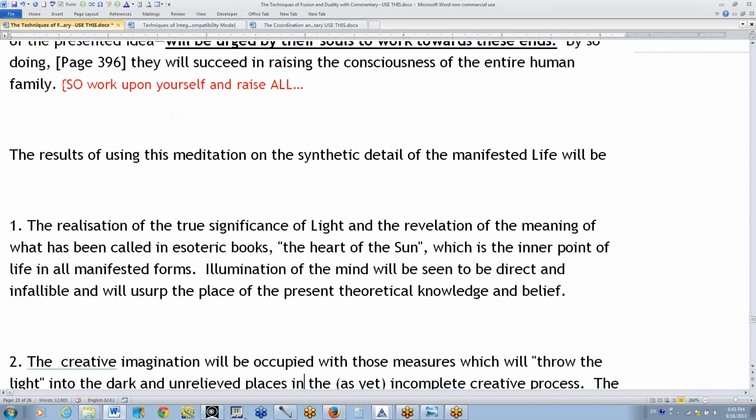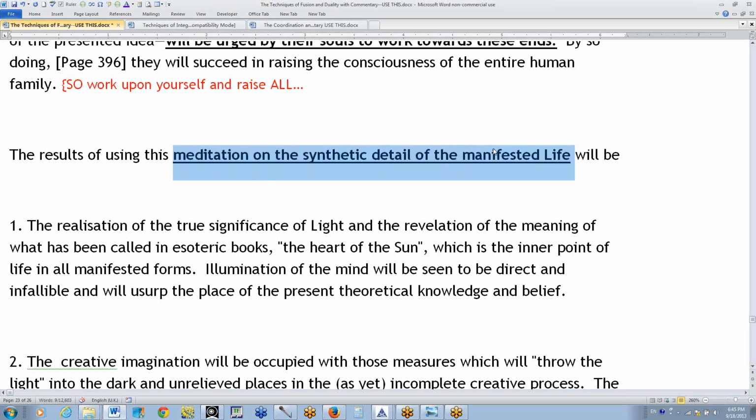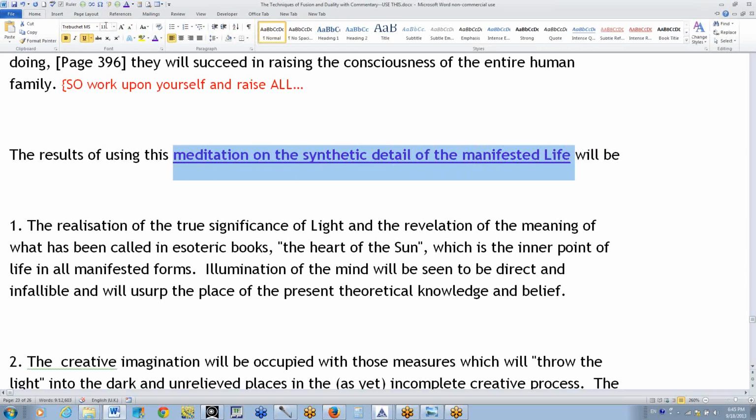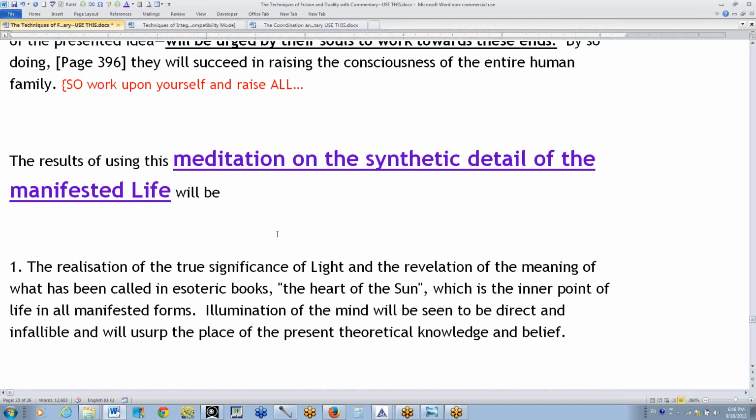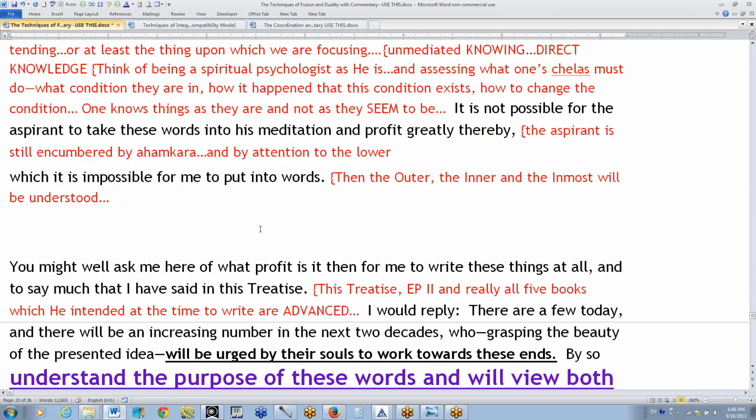The results of using this meditation on the synthetic detail of the manifested life. It's so beautifully expressed. DK has said of all the Eastern masters to have the greatest grasp of English, and I'm sure after working with Alice Bailey so closely, his grasp of the contemporary use of English increased considerably. They worked out some form of expression in English which was very suited to expressing ideas in word form. So the results of this meditation on the synthetic detail of the manifested life, just as he gave us results earlier, let's go back there for a second and see if we can see.